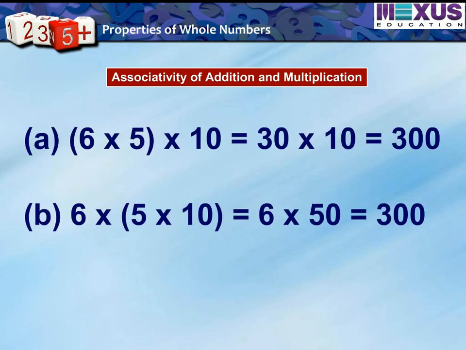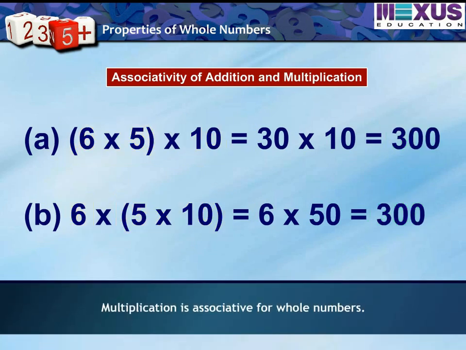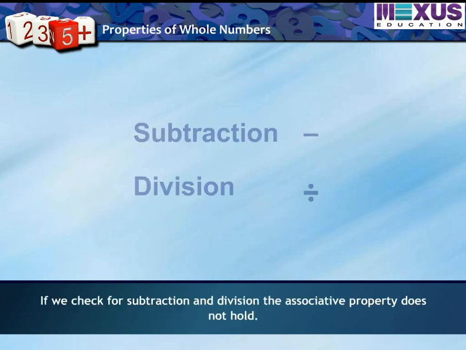Does this property also hold for multiplication? Let's check. If we multiply 6 and 5 first, and then multiply 10 to their product, we get the same result as if we multiply 5 and 10 first, and then multiply 6 to their product. Hence, this is called the associative property for the multiplication of whole numbers. If we check for subtraction and division, the associative property does not hold.